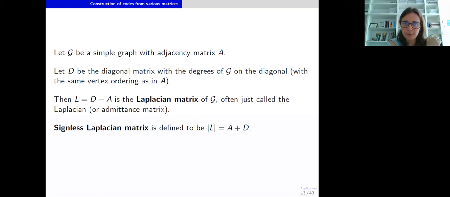Two other matrices that I am interested in today are called the Laplacian and signless Laplacian matrices. If you take G to be a simple graph with adjacency matrix A, and you put D to be the diagonal matrix having the degrees of G on the diagonal, with the same vertex ordering as in the adjacency matrix, then D minus A is the Laplacian matrix of this simple graph G, and it is sometimes called the Laplacian or admittance matrix. The signless Laplacian matrix is defined to be, labeled with L among absolute brackets, equal to A plus D. These two matrices are called Laplacian, which has some roots in engineering, where Laplacian matrices are used.